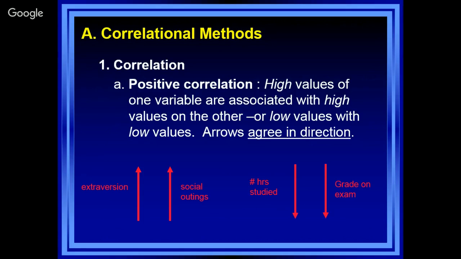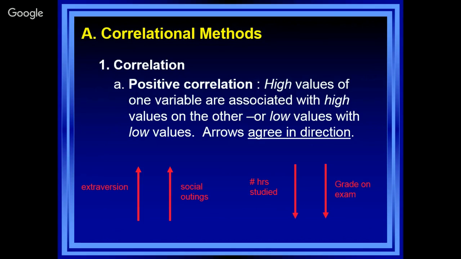Meaning, if we look at the examples I put up here, extroversion and social outings, it turns out research suggests that as the amount of extroversion, or how high a group scores on extroversion ratings, the higher those ratings become, the more social outings we tend to see in those groups of people. So the more extroverted people are, the more social outings they tend to go on. See how the arrows go in the same direction?